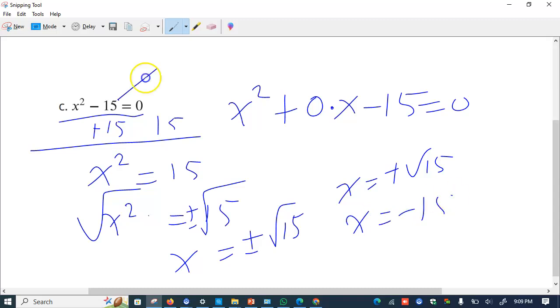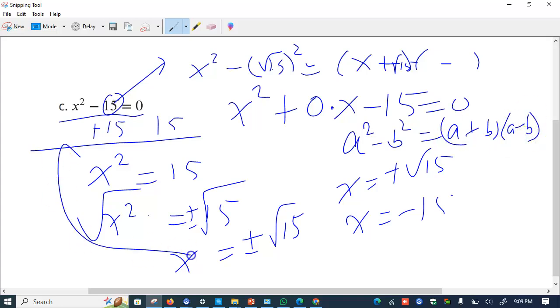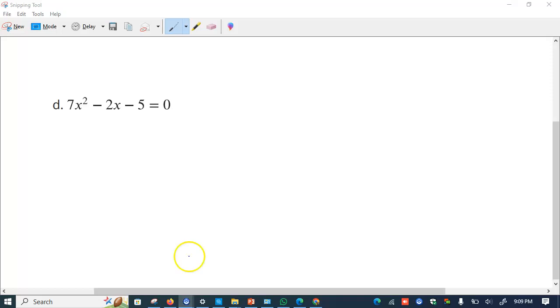Some of you may say, hey, can't you write it like, no, this is not a perfect square, but you can still write it as root 15 squared and use the difference of squares formula, a squared minus b squared is a plus b times a minus b. But this is easier. Okay, next question.